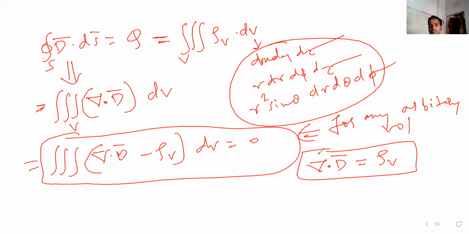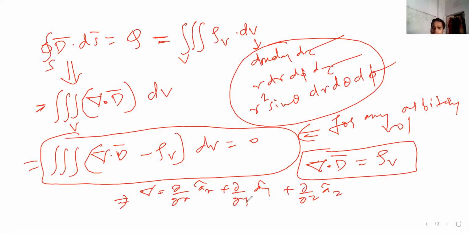This is the differential form, because this del, I hope you all remember what del is. In the Cartesian system, it is dou by dou x ax plus dou by dou y ay plus dou by dou z az. So this is a vector operator. This is called del, or the gradient. These things Vinit sir has taken in detail, so we don't need to go back.